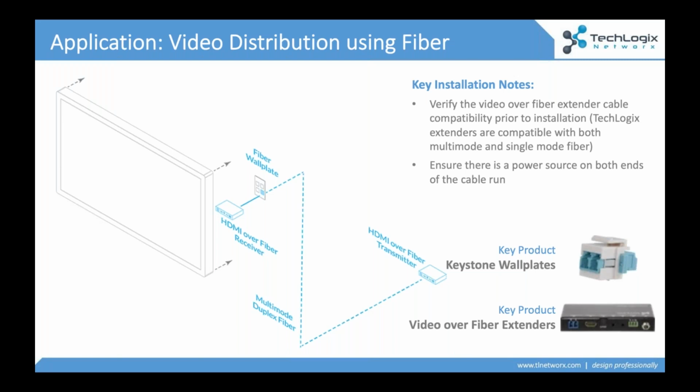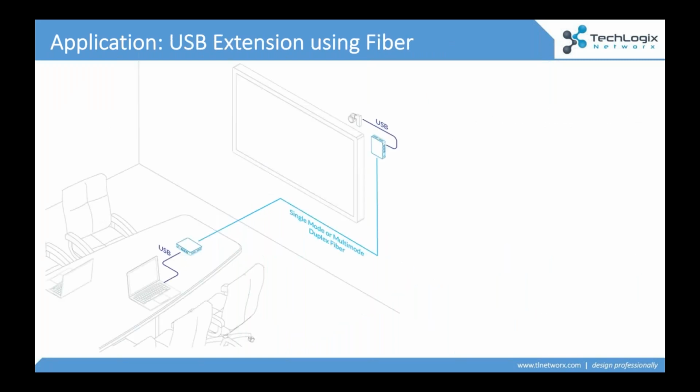Even in old buildings where we have different ground potentials, different ground planes, fiber is immune to those issues. So we see a lot more video over fiber optic extenders being integrated for reliability, for distance, but also to handle the bandwidth of today's high definition signals.